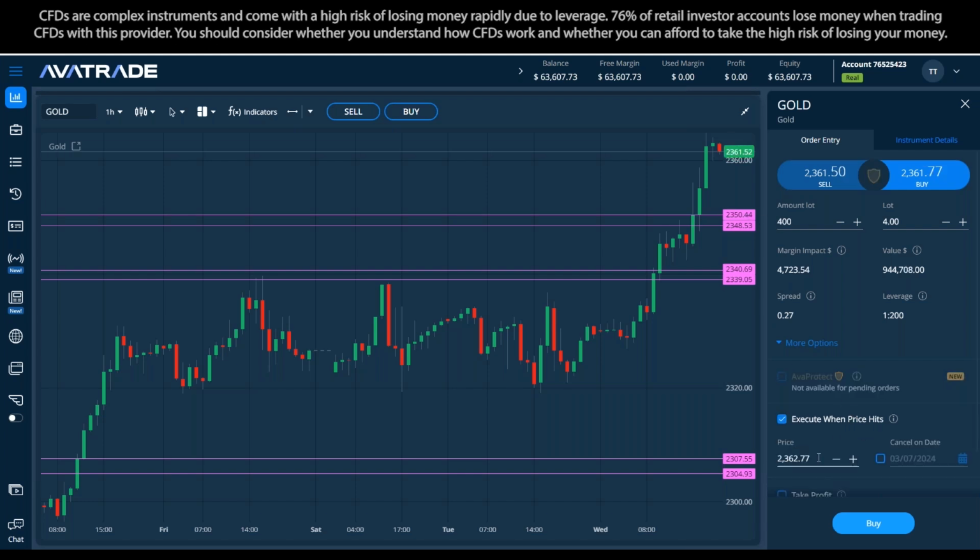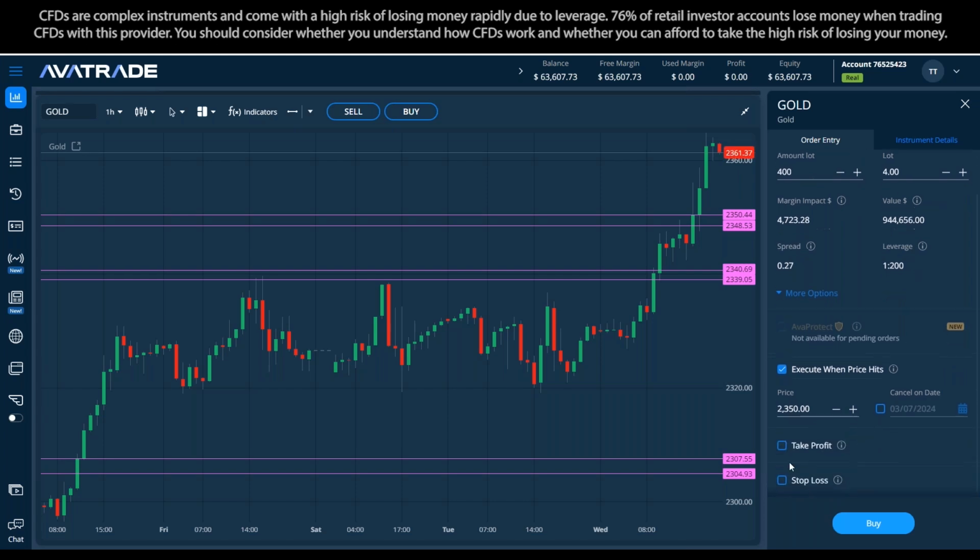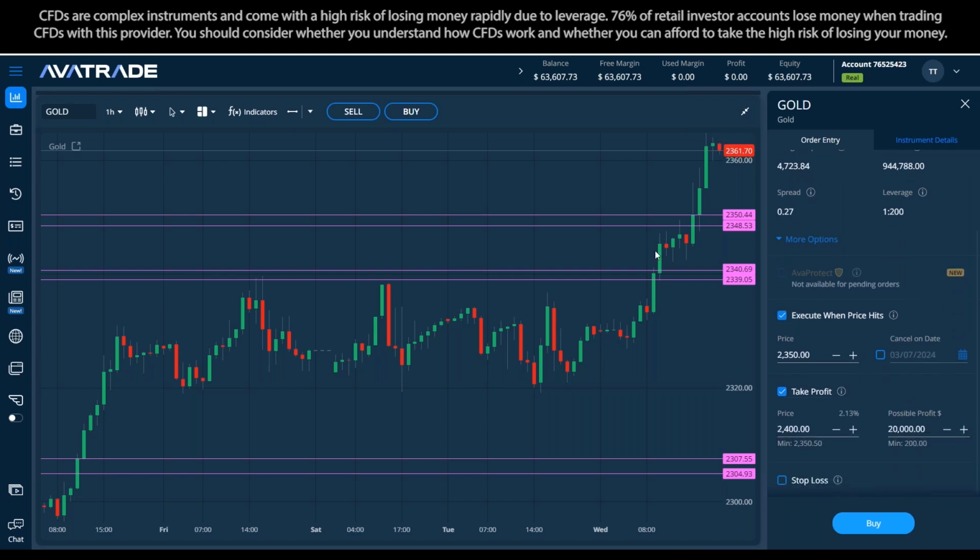If it comes down to 23.50, I can say then I want it to buy, execute when price hits 23.50. Should say if price hits, right? Not when price hits. Execute if the price reaches 23.50. Then take profit price. Maybe I think leading up to non-farm payroll on Friday, it's got some time until then. Maybe I think this could climb as high as 2,400. And my stop loss then would only have to be if it breaks this support level and drops below 23.48.